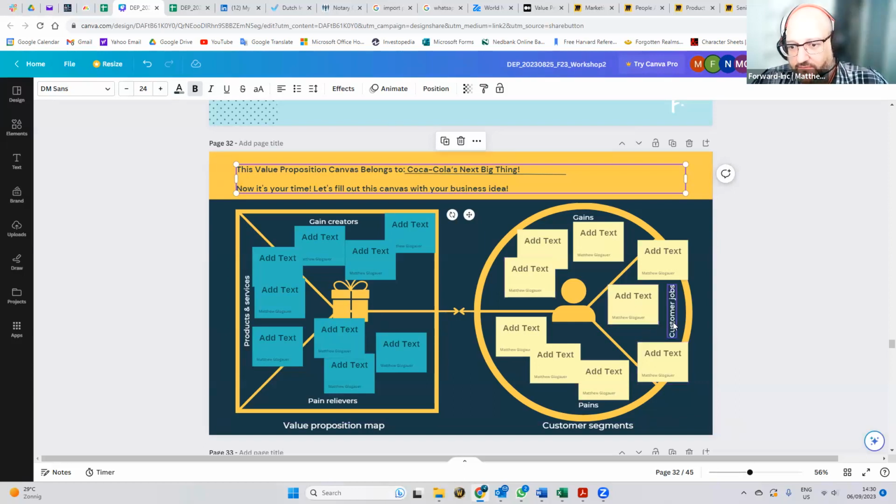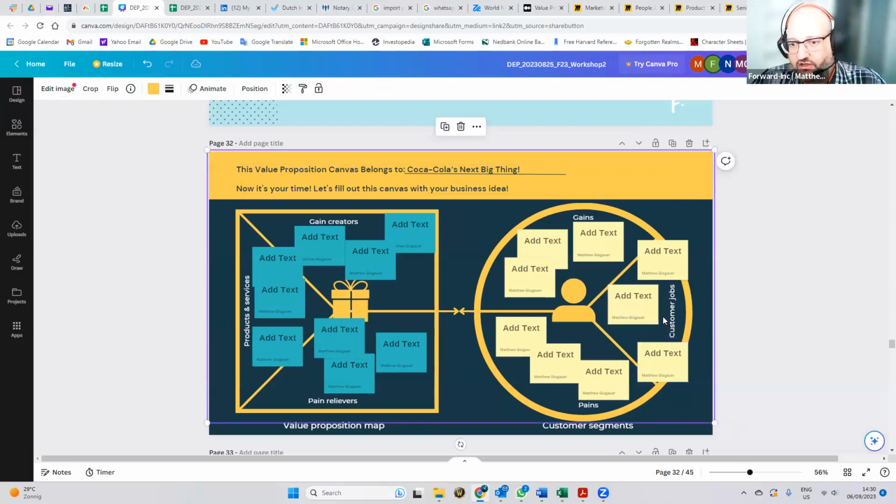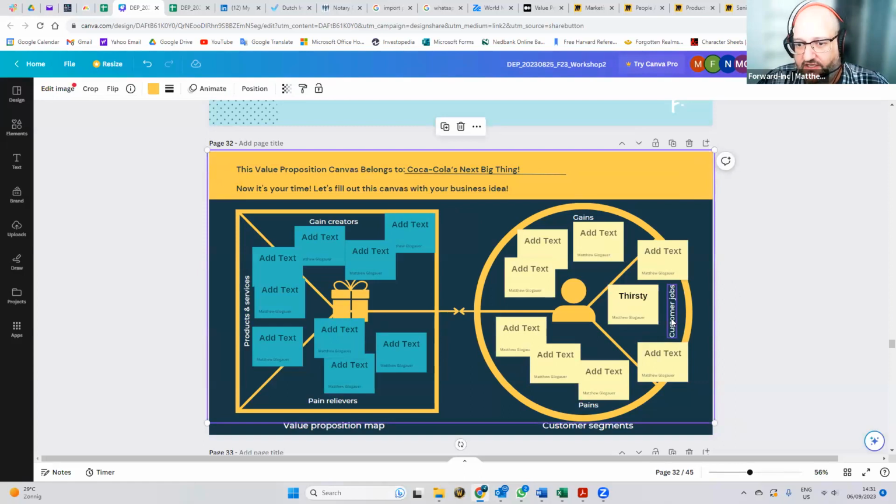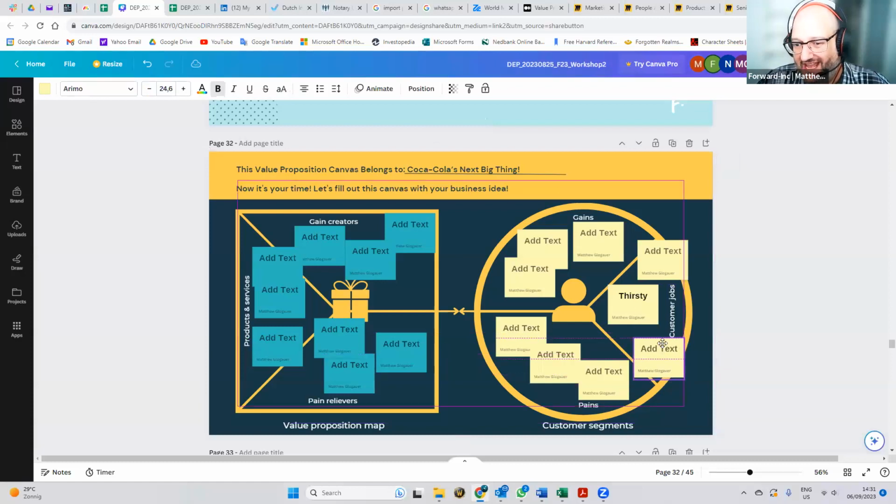So we're Coca-Cola. We're doing some market research, and we want to start with customer jobs. Why do people use our products or products we could make? So the first one, let's just put it in there, is that they're thirsty. Now, anybody, please type into the comments, contribute. What other customer jobs could people have? Things that they want to accomplish with our products.